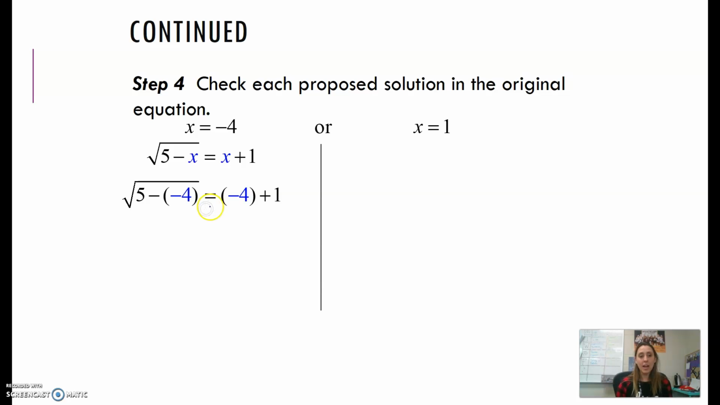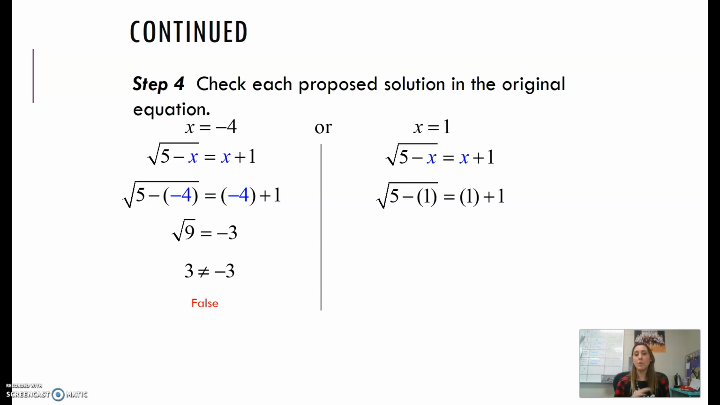So this is why I use parentheses right here. Because look, I got 4 minus -4. Well, 4 minus -4 is 5 plus 4, which is 9. So then I get the square root of 9 is equal to -4 plus 1, which is -3. So the square root of 9 is equal to -3. Well, the square root of 9 is 3. 3 cannot equal -3. So this is not one of the solutions.